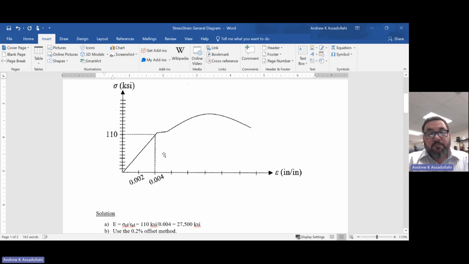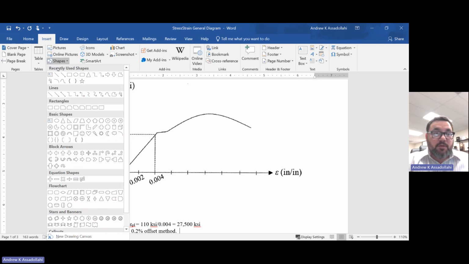What does that mean? Well, we go to our strain axis, this horizontal axis, and we find where the strain is at 0.2%. Our strain axis is not given as a percentage, so we need to use the decimal version, which is going to be 0.002. And then what do we do from there? We start at 0.002 and draw a line that's parallel to the linear elastic portion of the curve up until that line intersects the stress strain diagram. To do that, I'm going to go to insert and then shapes, and we're going to learn a little trick in Word here.